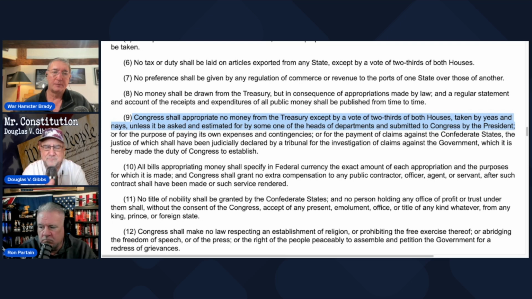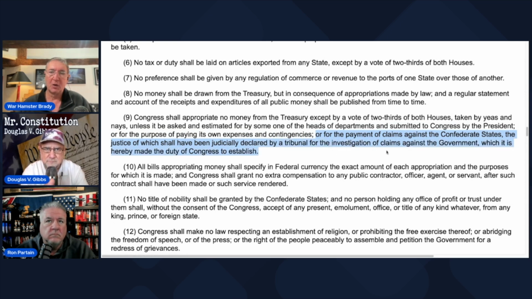They continue, or for the purpose of paying its own expenses and contingencies. Congress can't appropriate money, or for the payment of claims against the Confederate States, the justice of which shall have been judicially declared by a tribunal for the investigation of claims against the government, which it is hereby made the duty of Congress to establish. Well, talk about indicating that they believe there's crimes against the southern states by the North. Yeah, that really lays it out right there, doesn't it?